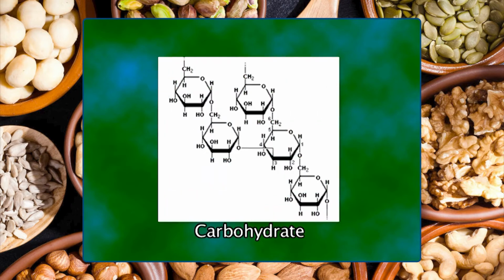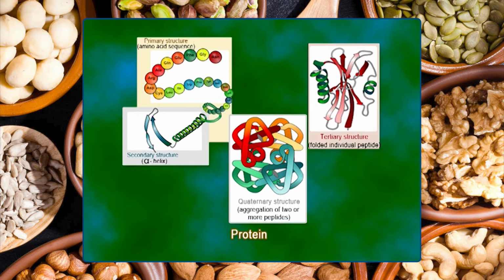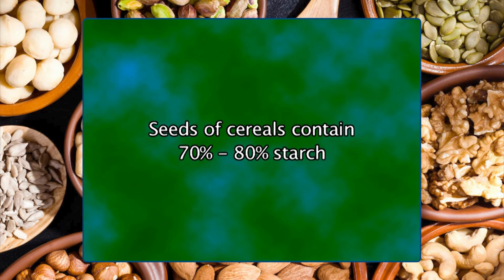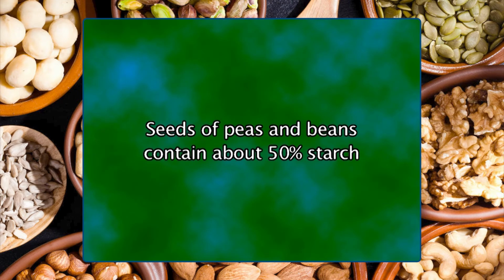The seed is not only an organ of perpetuation and dispersal, but also the major plant tissue harvested by mankind. The main food materials present in seeds are carbohydrates, proteins and lipids. These compounds occur together, but their ratio is different in different types of seeds. On dry weight basis, seeds of cereals contain 70 to 80% of starch. Those of peas and beans about 50%.